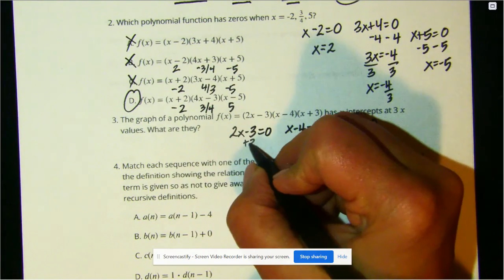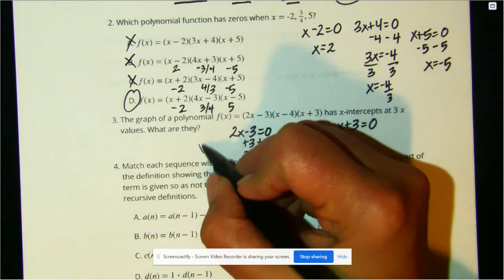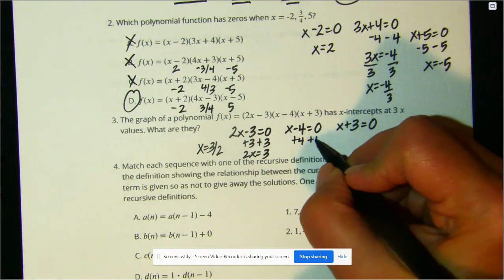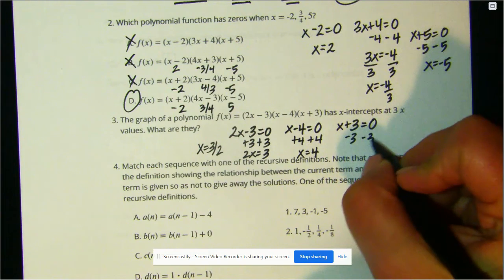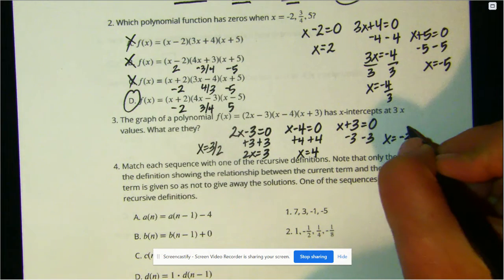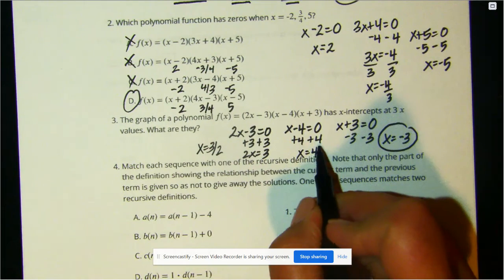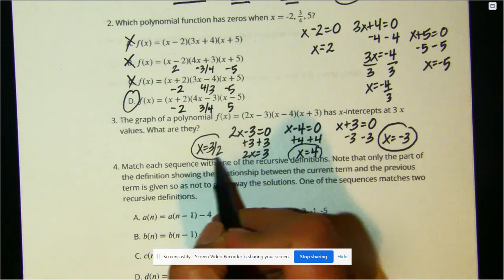This one you would add 3 and divide by 2. So this one is 3/2 or 1.5. This one, you just add 4. There it is, 4. This one, you would subtract 3, -3. So if you were to type that into Desmos, it's going to cross the x-axis at x equals -3, x equals 4, and x equals 3/2.